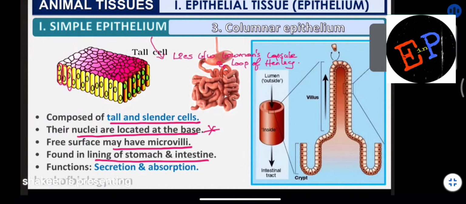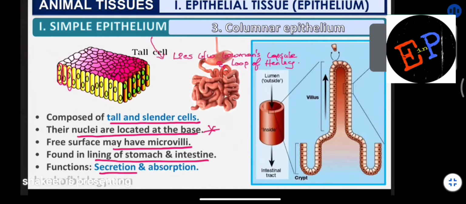The stomach is a region where body fluids will flow, no? In the stomach also you will have body fluids. So many enzymes, many hormones, many digestive acidic juices will also be present. These inner layers of the stomach as well as the intestine are made up of simple epithelium. And what kind of simple epithelium? Columnar simple epithelium. Clear, no?